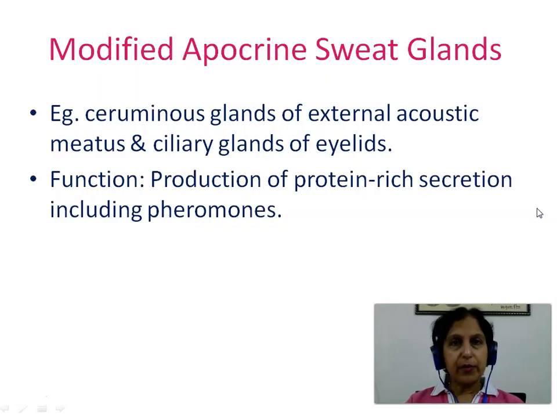Modified apocrine sweat glands. Examples are the ceruminous glands of the external acoustic meatus and ciliary glands of the eyelids. Their function is production of protein-rich secretion, including pheromones.